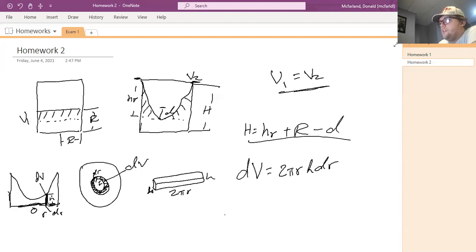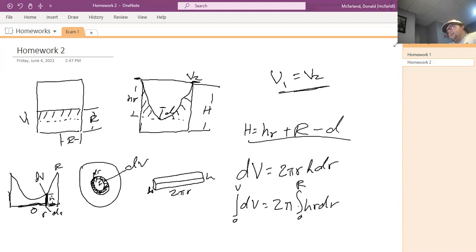So we take the integral of both sides from 0 to final volume, dV. It's going to be equal to 2 pi times the integral from 0 to big R, because that's going to be our max radius right here, of h dr. Now, the reason the h has to go in the integral is because as r goes towards big R, H is going to increase all the way until it reaches HR.